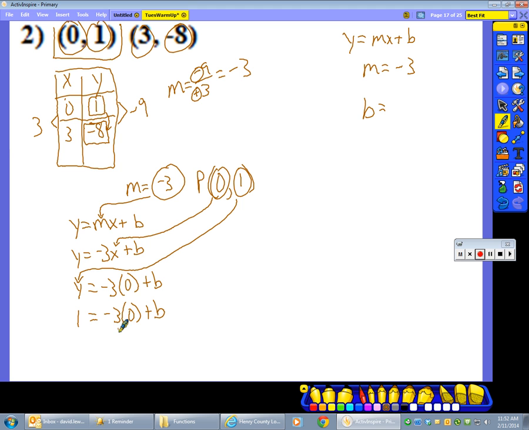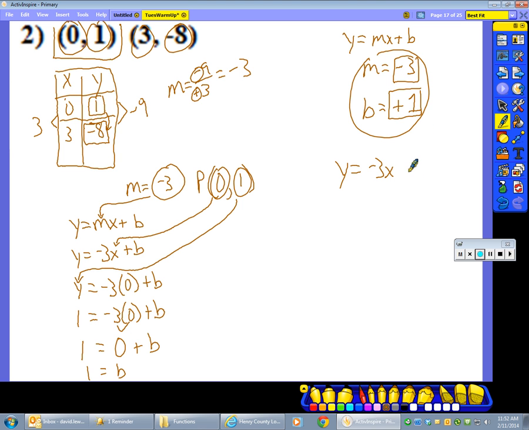And I'm going to solve for b. Anything times 0 is 0, and I bring down the rest of my problem. So that means 0 plus b equals 1, which can be simplified to just b equals 1, because I'm adding nothing to b. So b equals a positive 1. Whenever I put all this together, my equation looks like y equals m, which is negative 3, x plus 1, because that's my y-intercept.